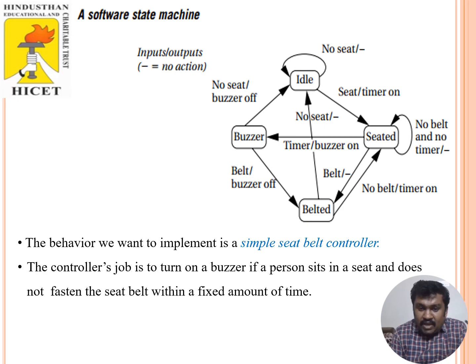Once you're seated, then automatically the timer gets on. And if you do not fasten the seat belt in time, then automatically the buzzer gets on. Then from buzzer there is an arrowhead directed to the belted state. So once the buzzer is on, it indicates that the person who is seated has not fastened the belt.